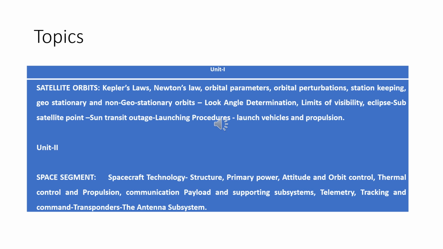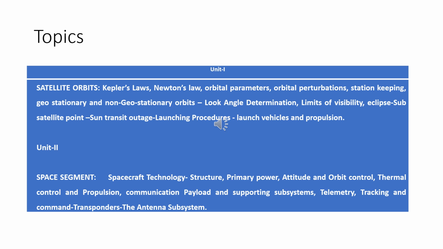These are the topics which are going to be covered in this syllabus. In Unit 1, we will cover satellite orbit, which will include Kepler's law, Newton's law, orbital parameters, orbital perturbation, station keeping, geostationary and non-geostationary orbit, look angle determination, limits of visibility, eclipse, satellite point, sun transit outage, launching procedure, etc.